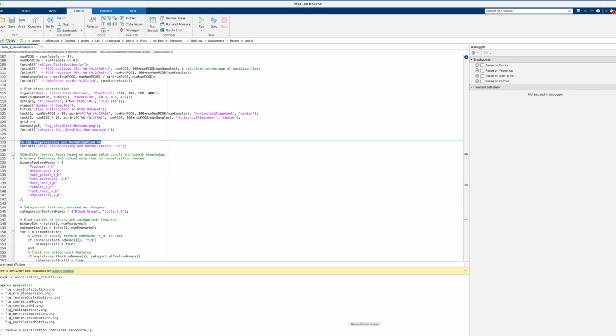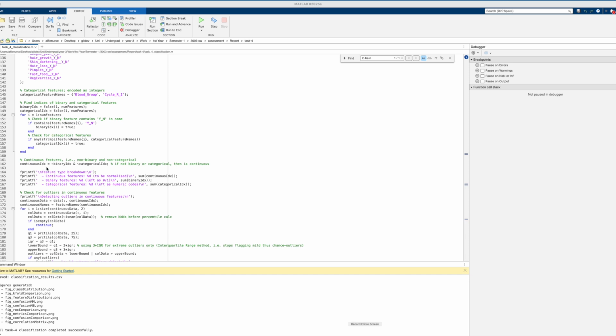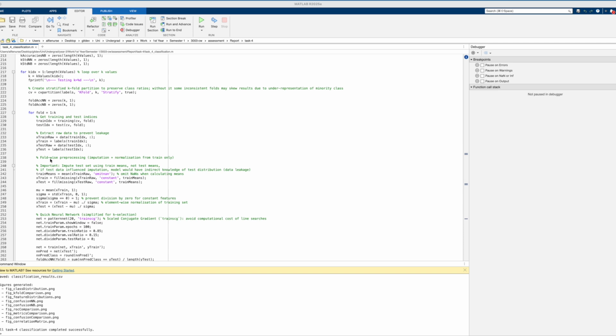Now for the pre-processing, there are 3 feature types, the first being binary feature types where yes is 1, no is 0. There are categorical feature types, like the blood groups, and continuous features, here defined as not binary and not categorical. These need normalization, that is, you rescale the continuous numerical features onto a common scale. This fold-wise pre-processing here is critical, as I impute missing values and normalize using only the training statistics, not the test statistics. If I had the test statistics, the model would kind of be cheating.